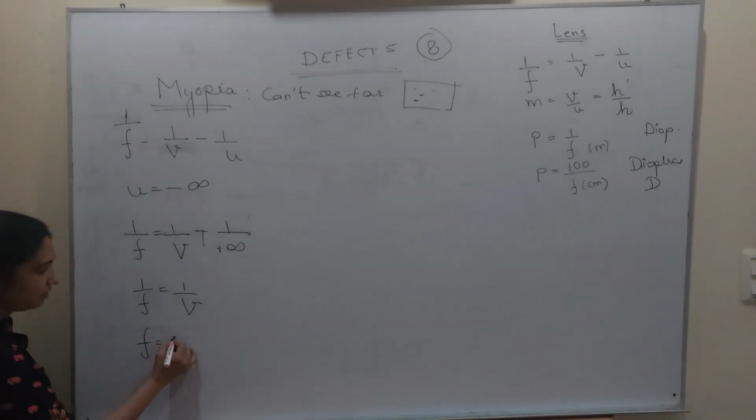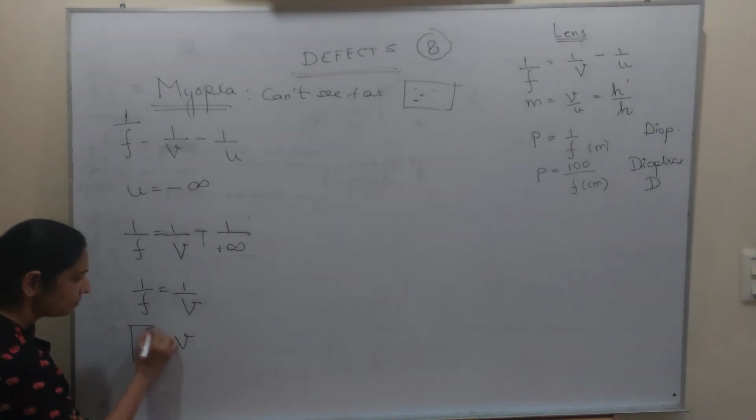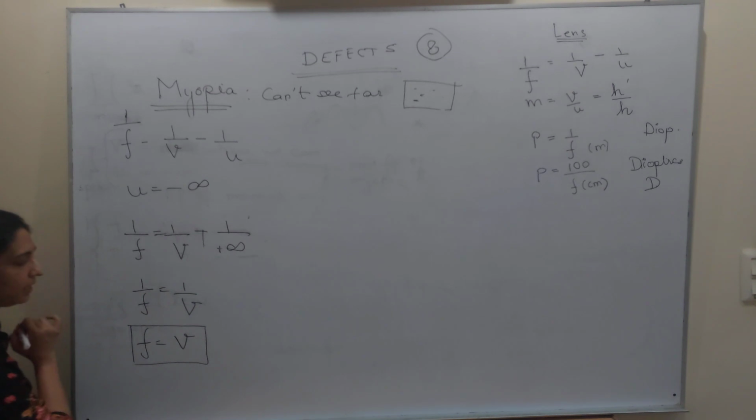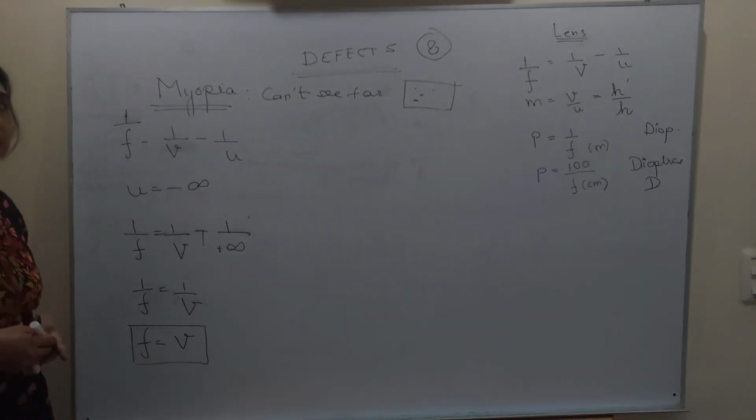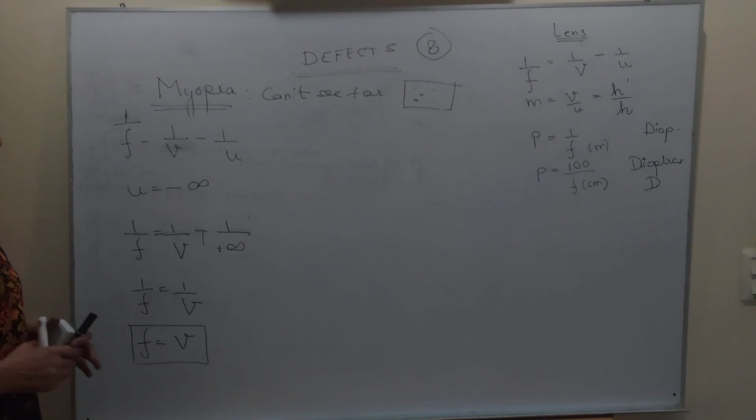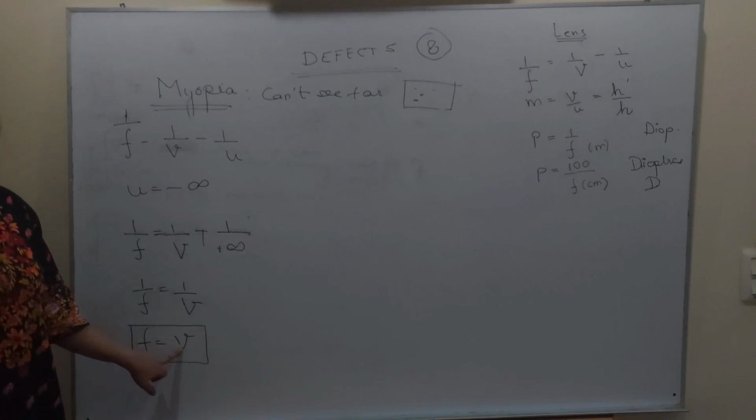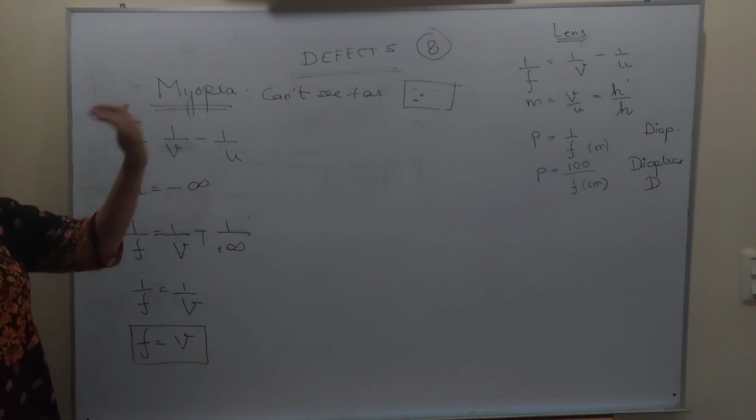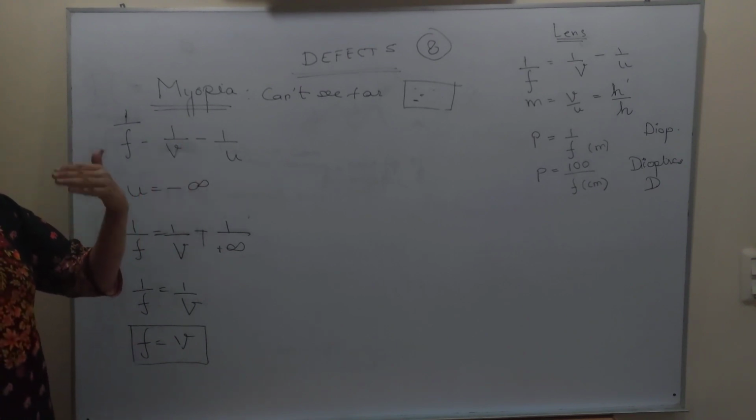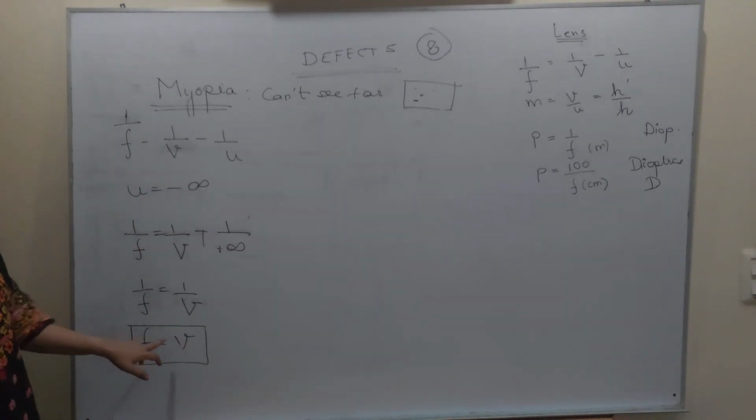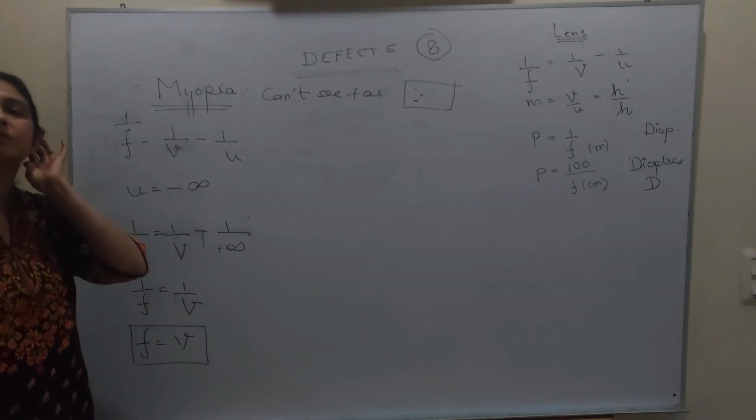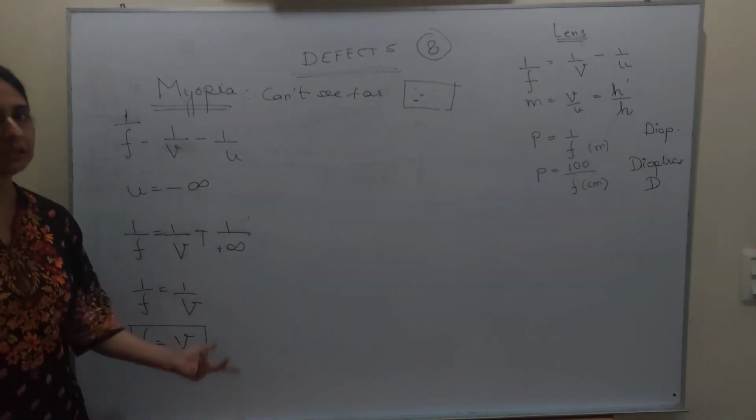You get f is equal to v simply. Simply, the focal length of the external specs that we are wearing will be equal to the distance from which we can see clearly. Whether the blackboard is clear from the first bench's distance or the second bench's distance, that is the v, and that will be equal to the focal length of the specs that you have to wear in meters.